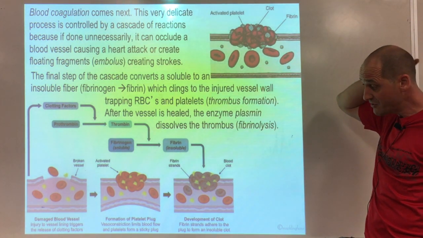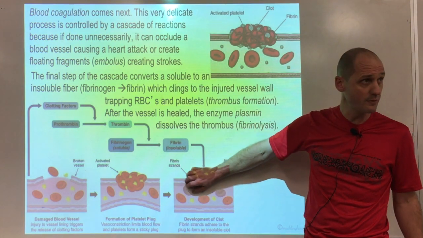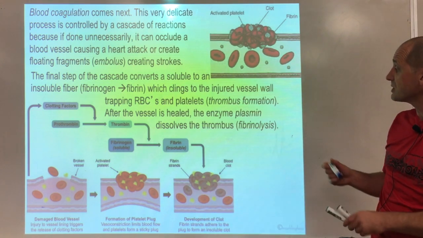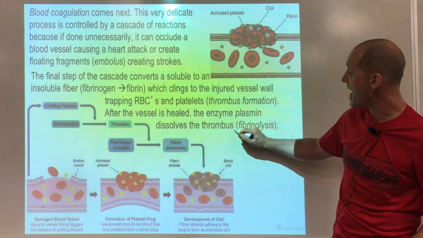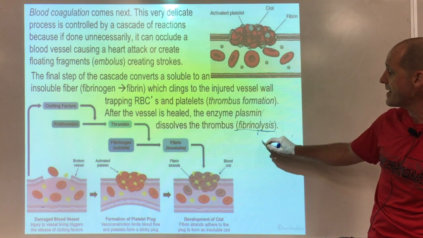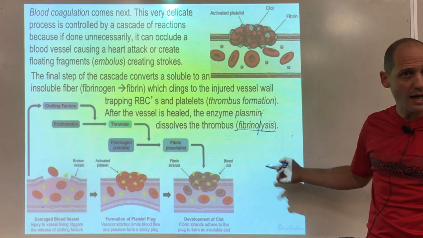Once the blood vessel is fixed, we're going to have to dissolve this clot because we don't want it to come off and float around in the bloodstream. And that process is known as fibrinolysis. And lysis is always that breaking down thing, killing thing, breaking down thing.